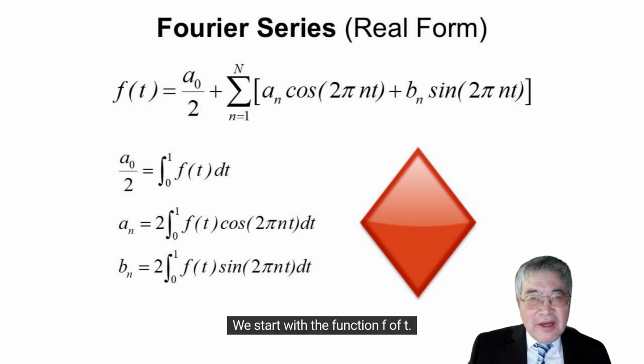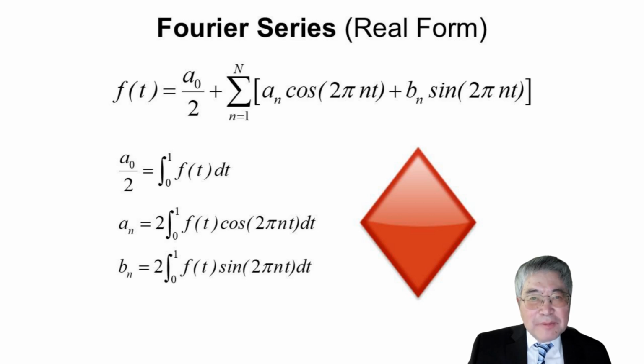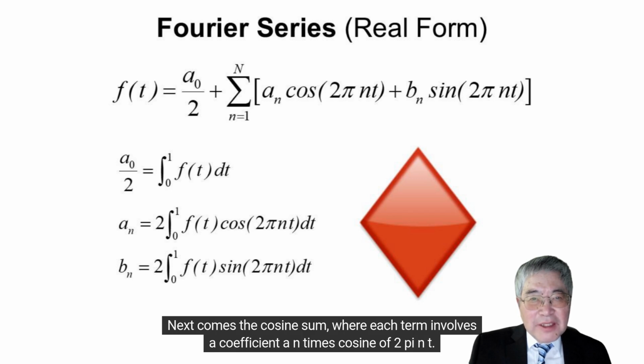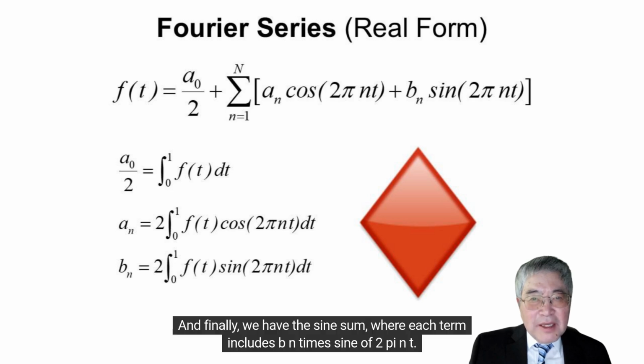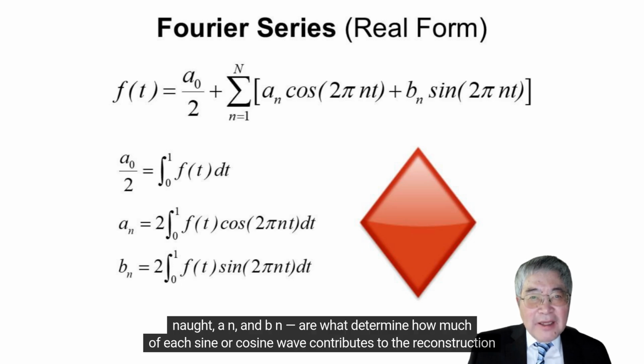We start with the function f of t, then we write it as the sum of three components. First, the DC component, which is a naught over 2. That's the constant or average value of the function, the non-oscillating part. Next comes the cosine sum, where each term involves a coefficient a_n times cosine of 2 pi nt. And finally, we have the sine sum, where each term includes b_n times sine of 2 pi nt. These coefficients, a naught, a_n, and b_n, are what determine how much of each sine or cosine wave contributes to the reconstruction of f of t.